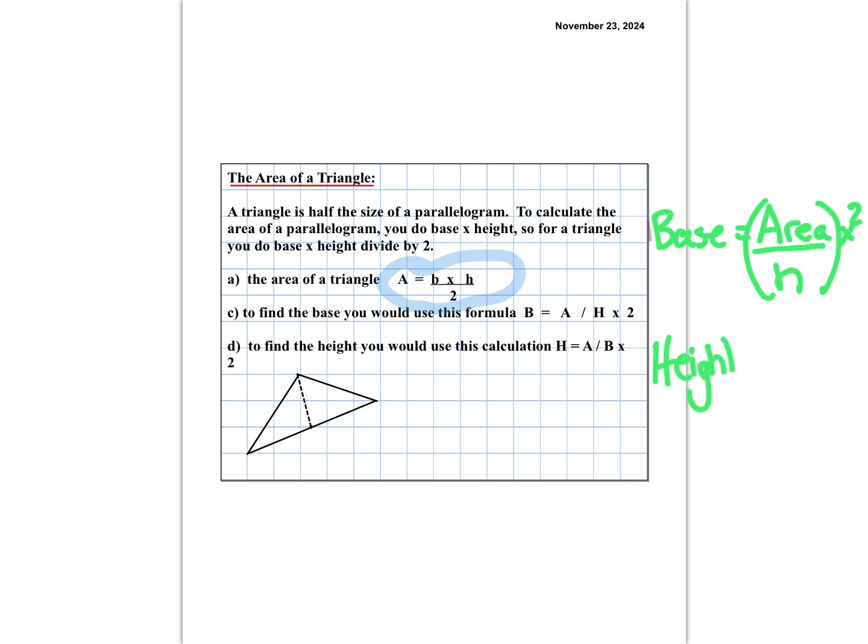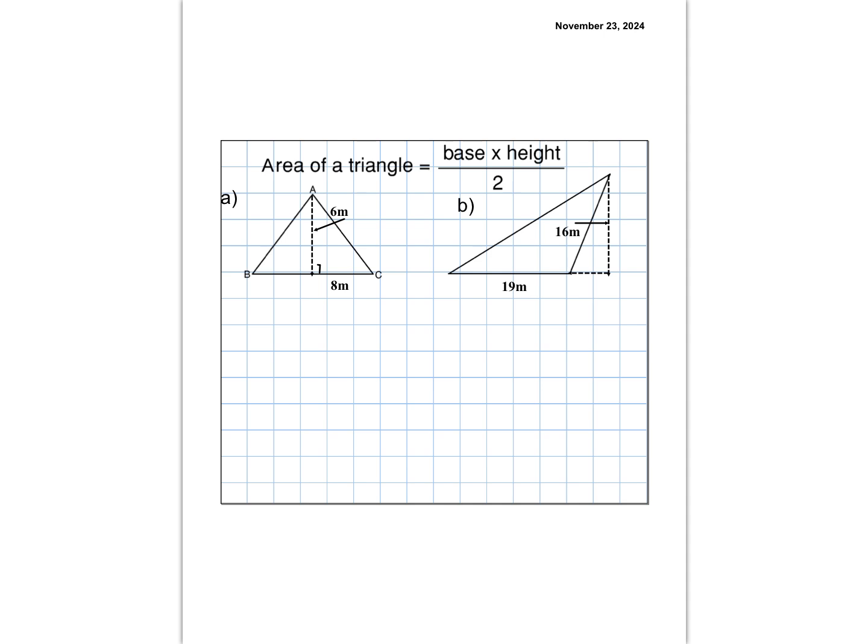we're a little more used to seeing it written this way. Again, it would be area divided by the base times 2. So we would just take care of what's in the brackets first, then multiply it out. So let's go ahead and use the formula here to solve this.